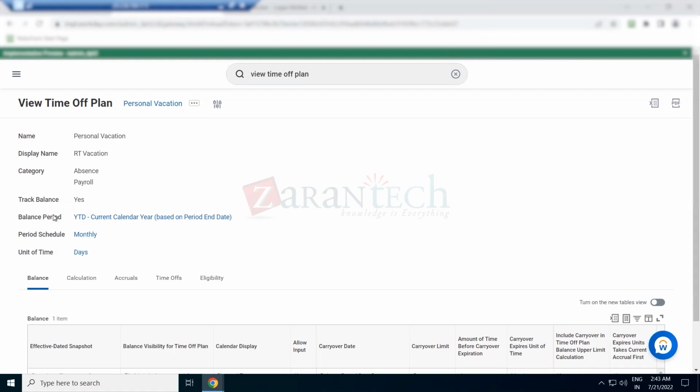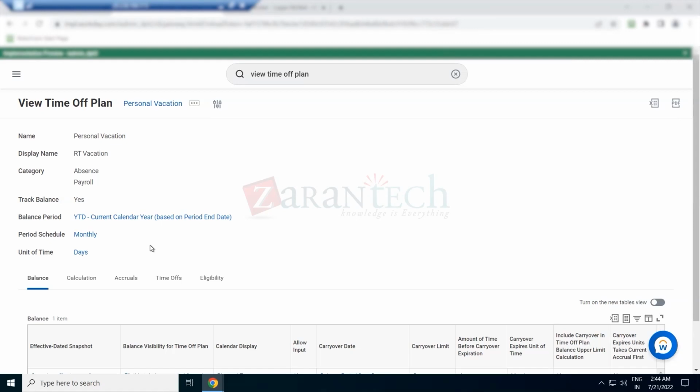How is it determined, whether it is monthly, bi-weekly, semi-monthly or whatsoever? It is determined by this particular item, which is known as the period schedule. Remember, whenever you have an interview with a company, the pillar of your absence management is first the balance period. You have to give the balance period. The second thing is determination of the period schedule. Once these two items are done, you cannot edit the period schedule after you have created a time off plan. You cannot remove it and add another period schedule.